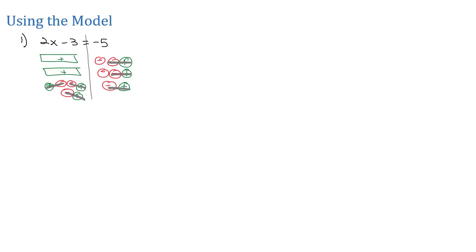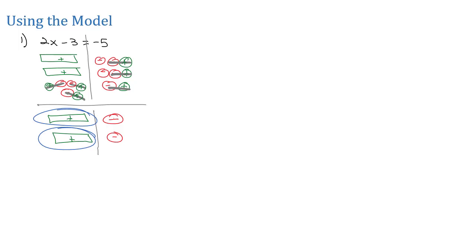And so what we're left with is going to be the 2 positive strips and the 2 negative strips. Now we're ready to break into 2 individual groups that are exactly identical on both sides. I can see that each one of those positive x strips is the equivalent of 1 negative strip.